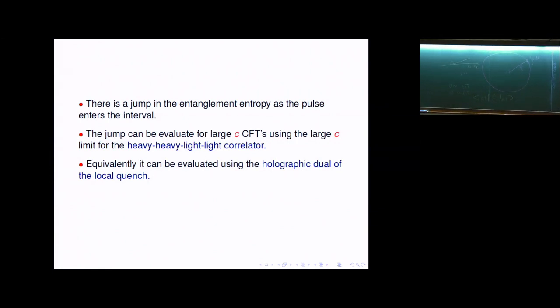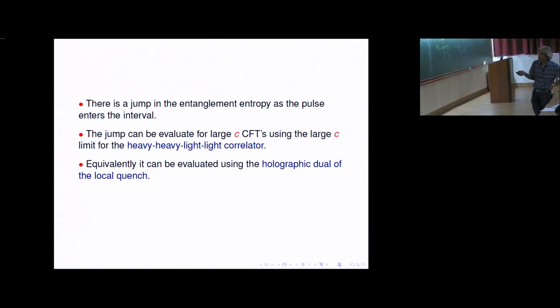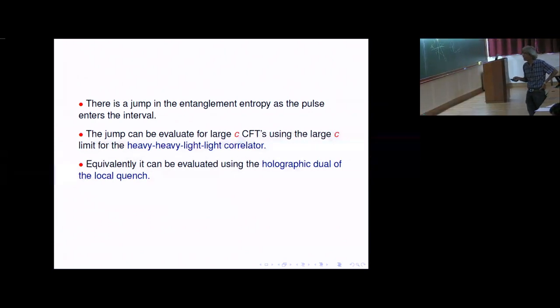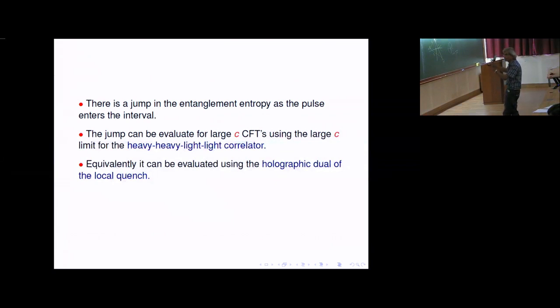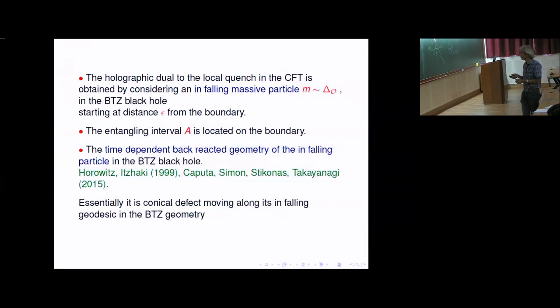And in fact, the jump can be evaluated for large c CFT. In fact, even for finite c CFTs, if you know how to handle these correlators sufficiently, you can handle this. But for large c CFT is what we are interested in. And we can evaluate the jump using some heavy-light correlators. Equivalently, there is a holographic dual to this whole setup, and that's what is interesting. It's really equivalent, and the holographic dual is quite interesting.